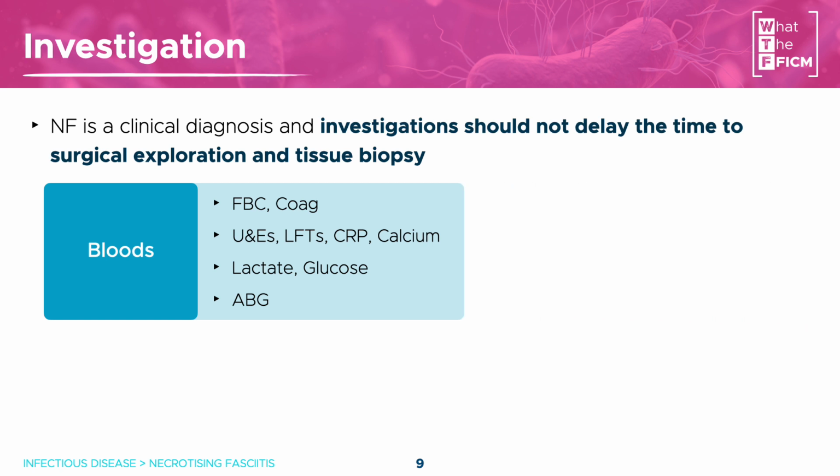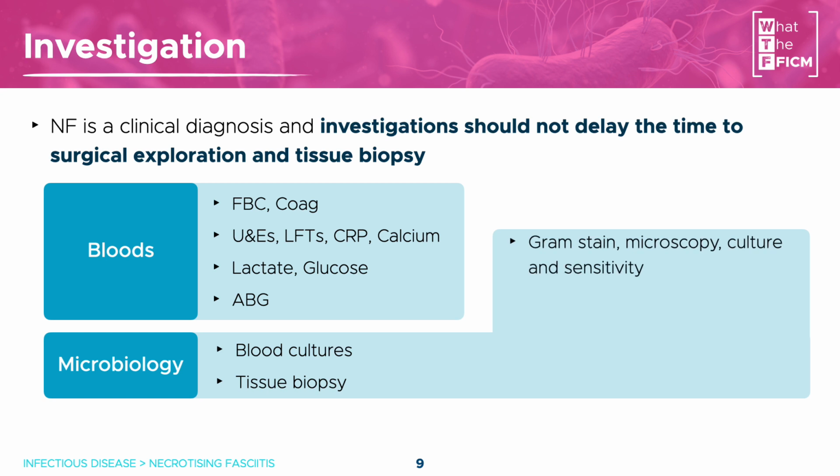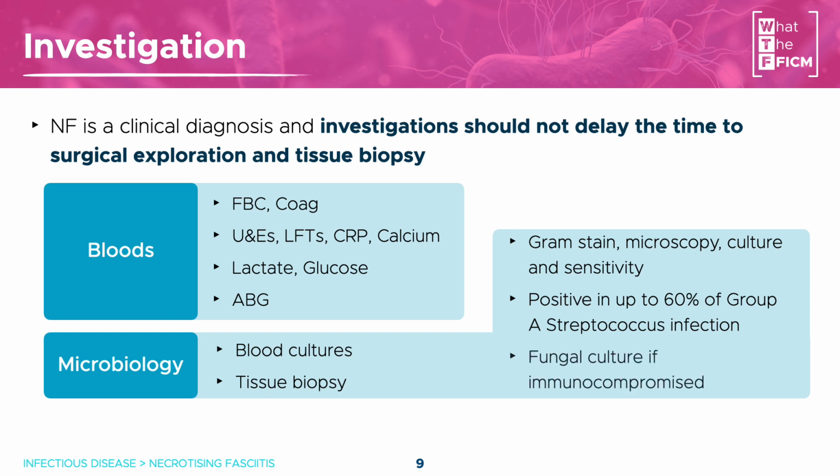Microbiological investigations are obviously important, and these include peripheral blood cultures and, crucially, a tissue biopsy at the time of surgery. Both of these should be sent for gram stain, microscopy, culture and sensitivity. Blood cultures are positive in up to 60% of Group A strep infections. And if there's any concern about fungal necrotizing fasciitis, then samples should be sent specifically for fungal culture.